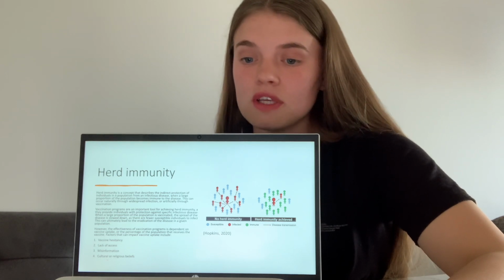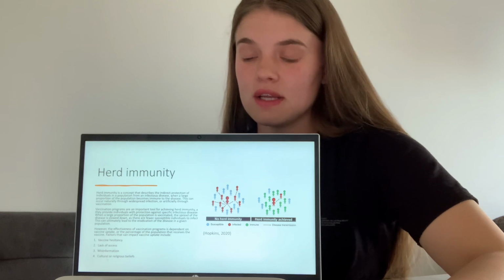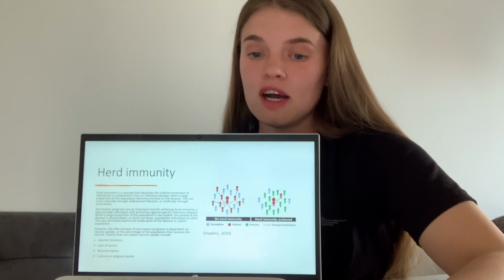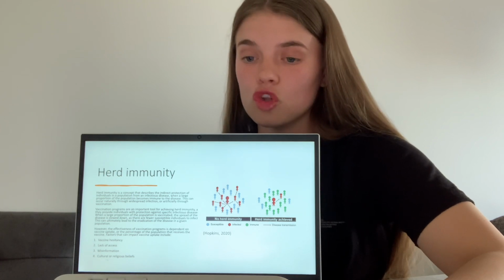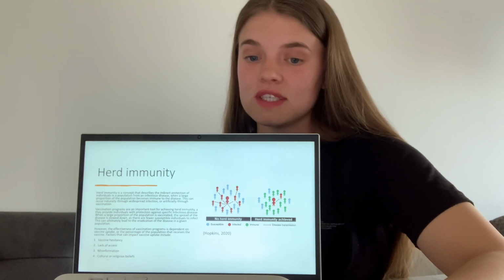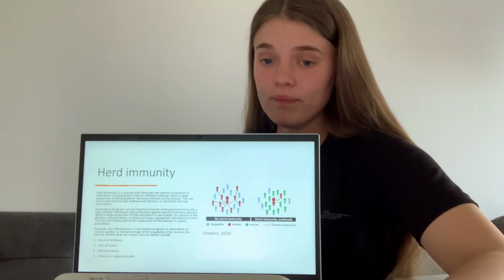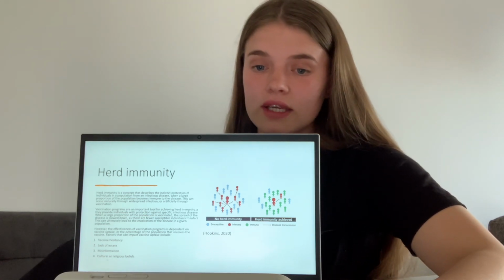This can ultimately lead to the eradication of a disease in a given population. However, the effectiveness of a vaccination program is dependent on vaccine uptake, or the percentage of the population that receives the vaccine. Several factors can impact vaccine uptake.